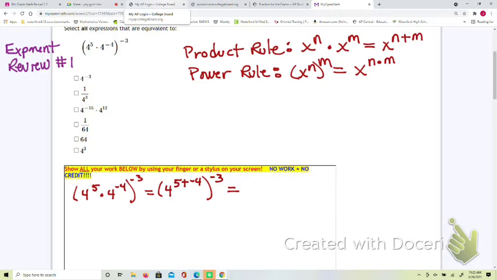Okay, now add the exponents, 5 plus negative 4. If I have 5 positives and 4 negatives, I have to subtract the numbers because I have both positives and negatives. So 5 minus 4 is 1. So I have 4 to the 1. Now, is that a positive 1 or a negative 1? Well, my bigger number was the 5, and it was positive, so it's a positive 1. In parentheses to the negative 3. So parenthesis 4 to the 1st, close parenthesis to the negative 3.